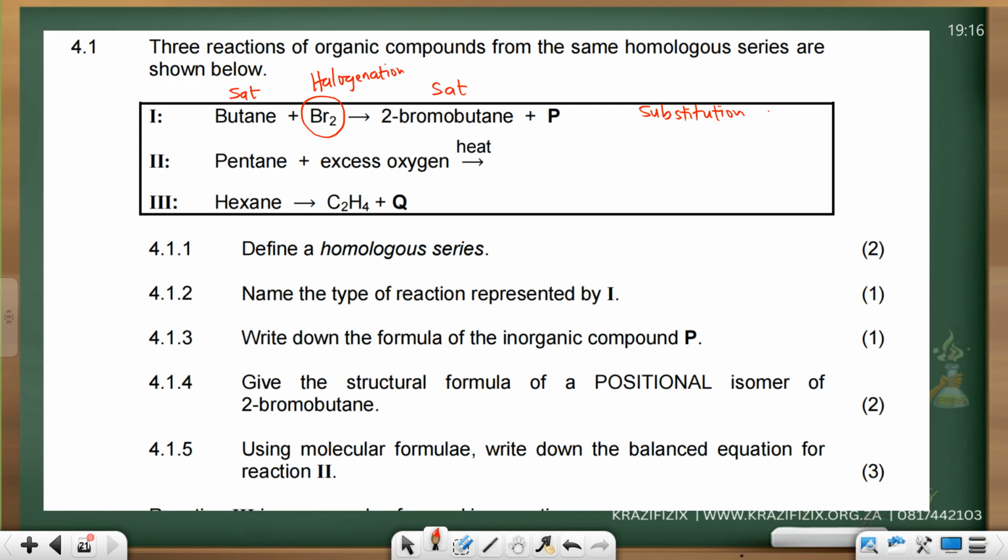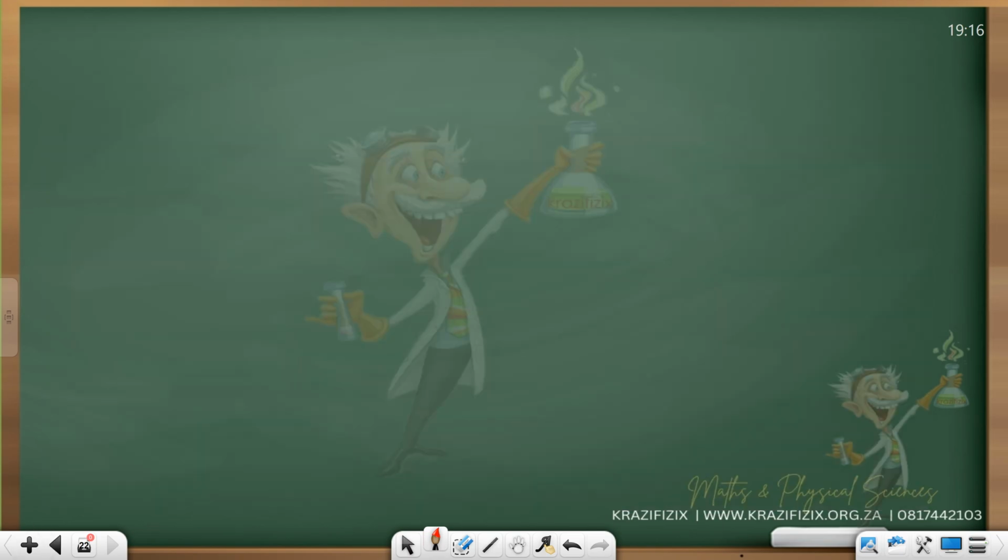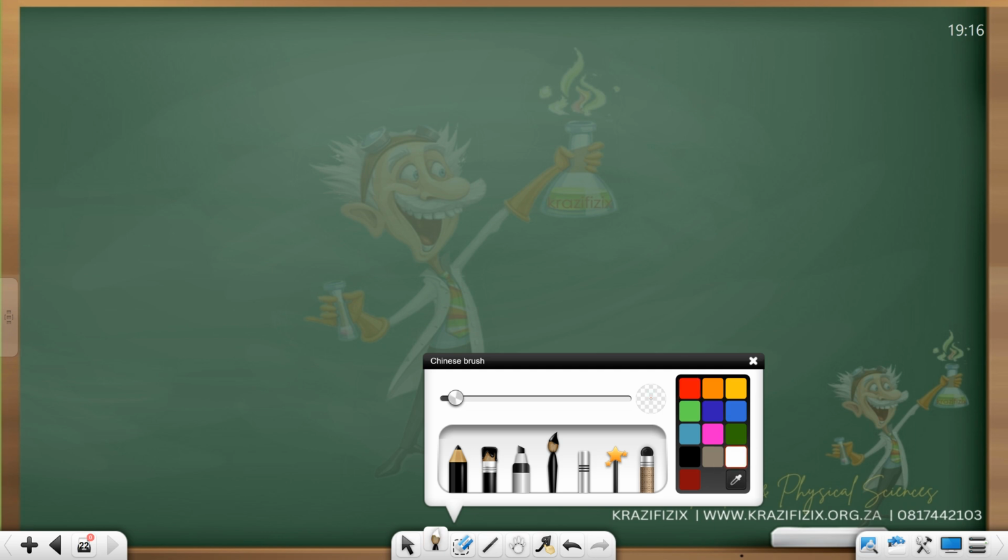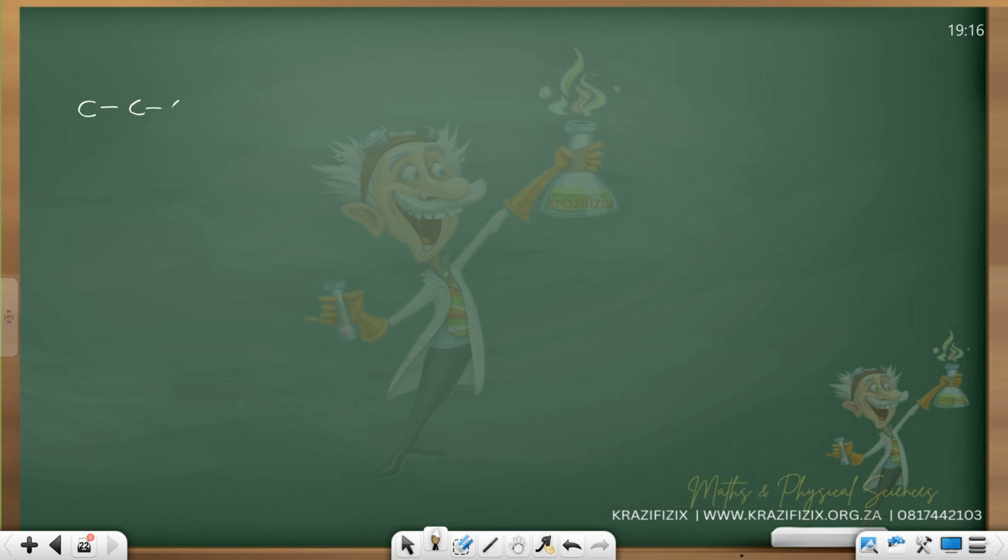But let's draw. Butane plus Br2 to form 2-bromobutane. Let's draw quickly. Butane. 1, 2, 3, 4. Check this.